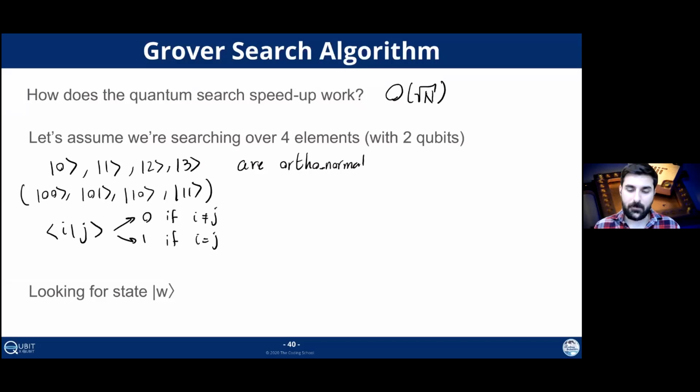It does follow that. And in this case, let's say that we're looking for state w, which we call the winner state. That's the element that we're searching for, or rather the index of the element that we're searching for, depending on how you want to look at it. And let's say in this case, this w is equal to state 2. Could be anything really, but I'm just using state 2 as an example here.